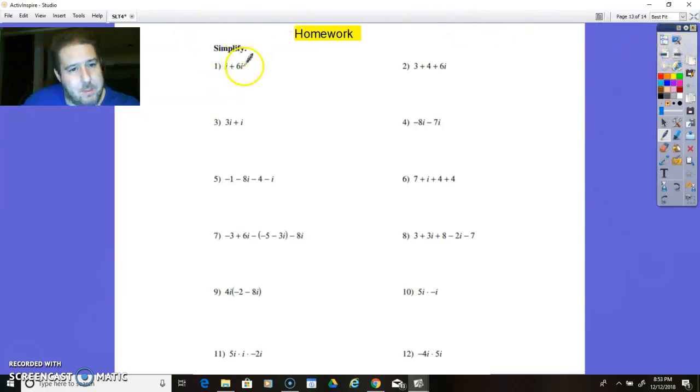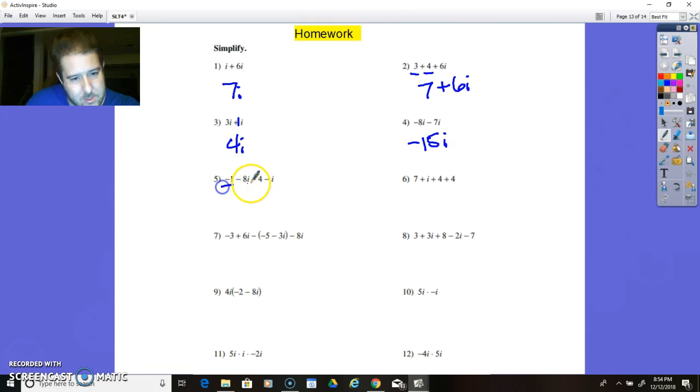Okay, homework. i plus 6 more i's makes 7i's. Simple addition. Combine things that are like terms. 3 plus 4 makes 7. 7 plus 6i cannot be combined because one's real, one's imaginary. That's 4i, same thing as up here, 3 plus 1 more. Remember, anytime there's no coefficient, really the coefficient is 1. Negative 7 minus 7, negative 8 minus 7 more makes negative 15i's.